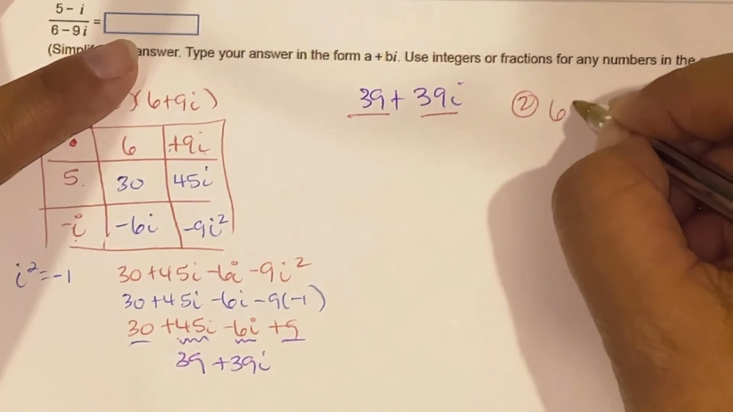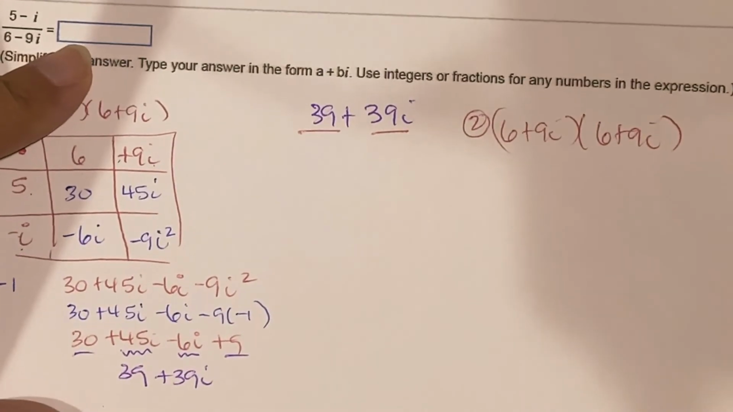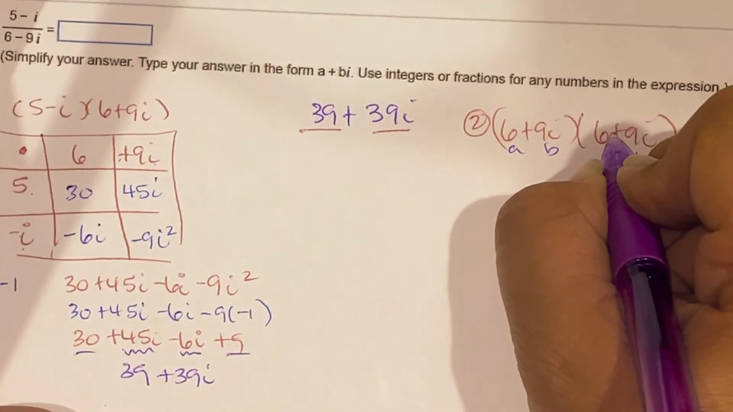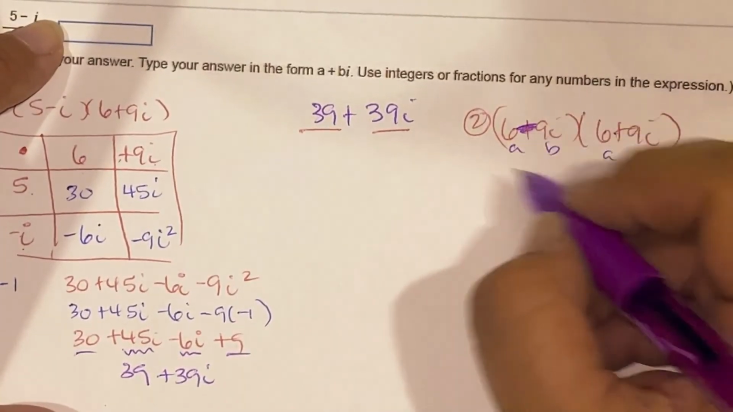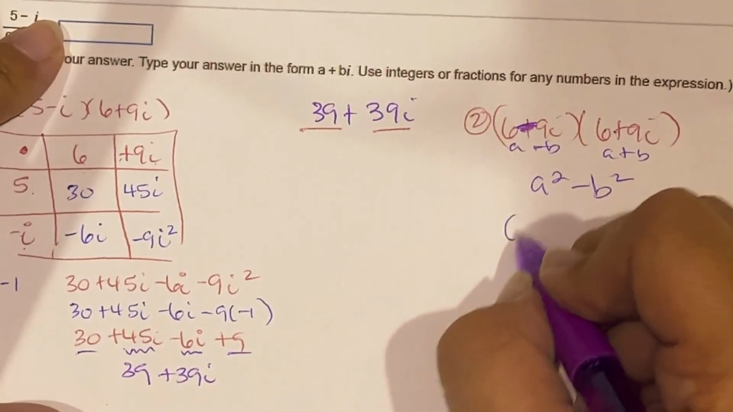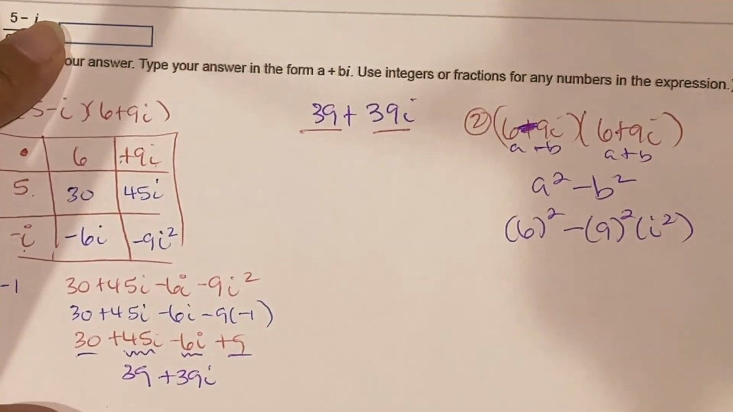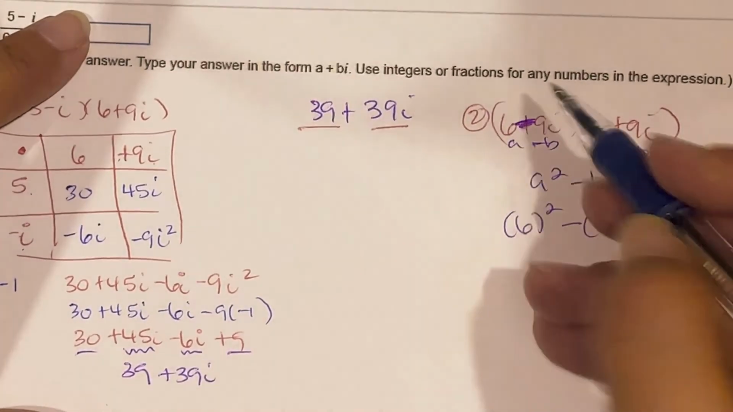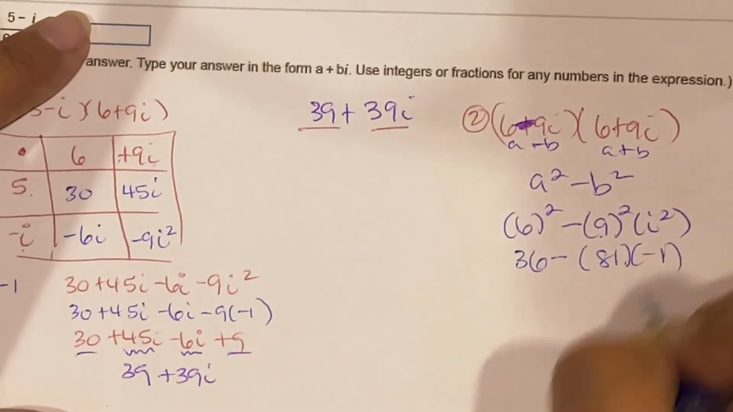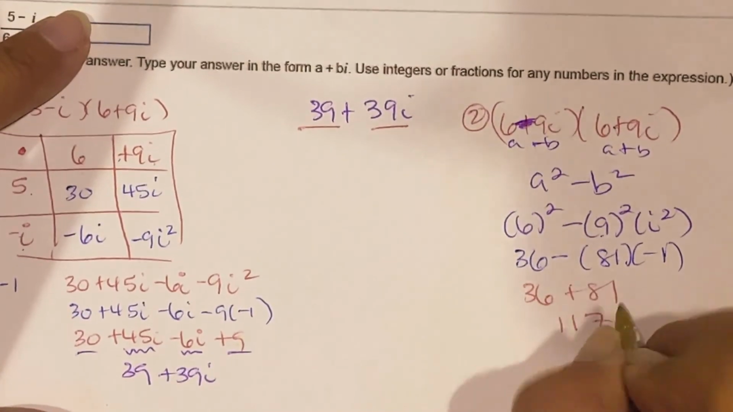Number 2 had 6 plus 9i times 6 plus 9i. Again, we see difference of squares. Here's A and B, A and B. That's my minus, and that's my positive. So they're opposite in sign. So you're going to do A squared minus B squared. So you're going to write 6 squared minus 9 squared, and then I'm going to write i squared. The reason I did that is because of the sign change. So 6 squared is 36 minus 9 squared, that's 81, and i squared we know as negative 1.